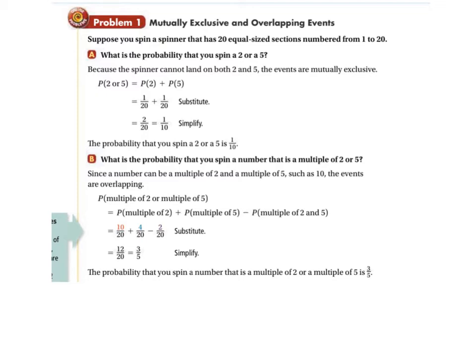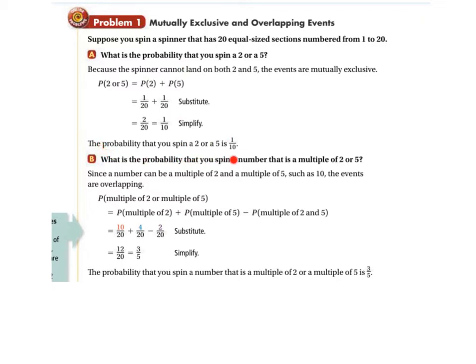That's a big distinction to make here. We're not talking about compound here. So anyway, probability of 2 is 1 out of 20. Probability of 5, 1 out of 20. You just add those two together. 2 out of 20 or 1/10. Probability of spinning a 2 or a 5 is 1 out of 10. So, again, mutually exclusive here, right?